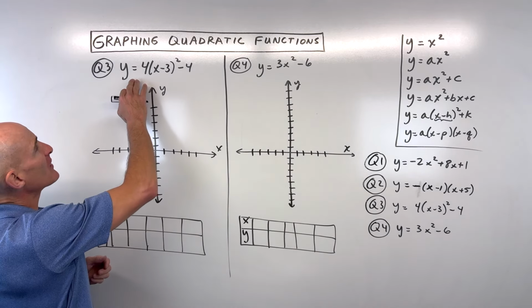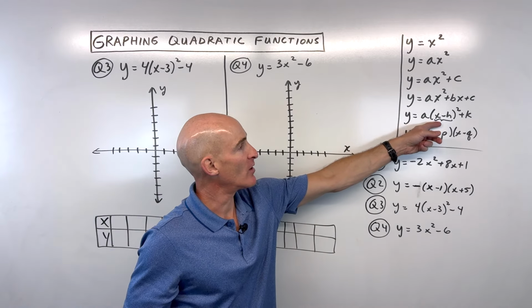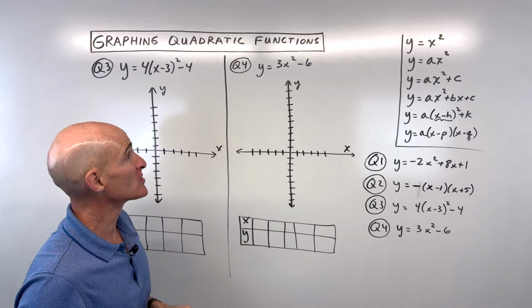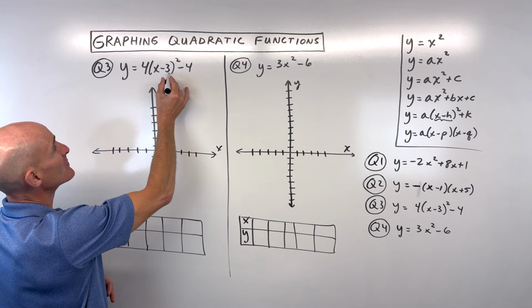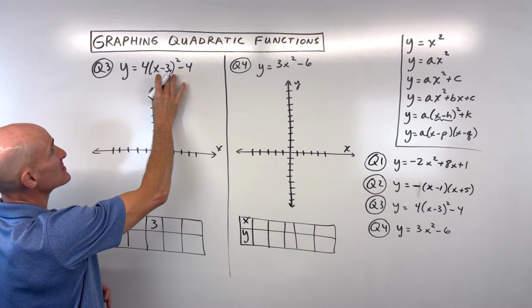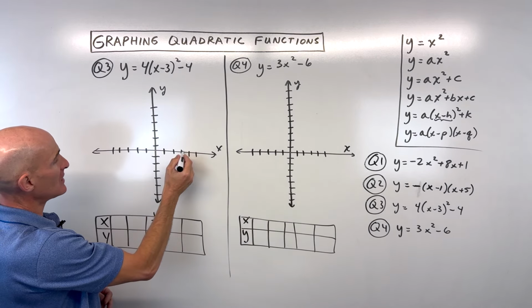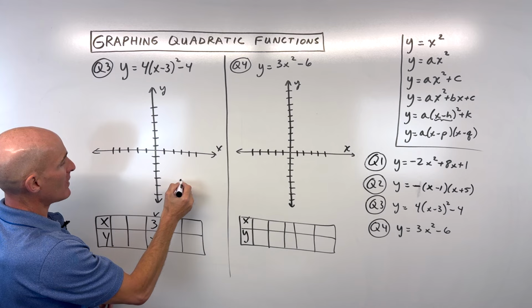So this one, when I look at this equation, what does it look like? It looks like this one right here, the vertex form. So what's great about this is we know that the vertex is going to be at positive 3. Remember, it's the opposite of what's in parentheses here. And negative 4, that's the same. So that's the vertex. So 3, 1, 2, 3, 4, right about there.